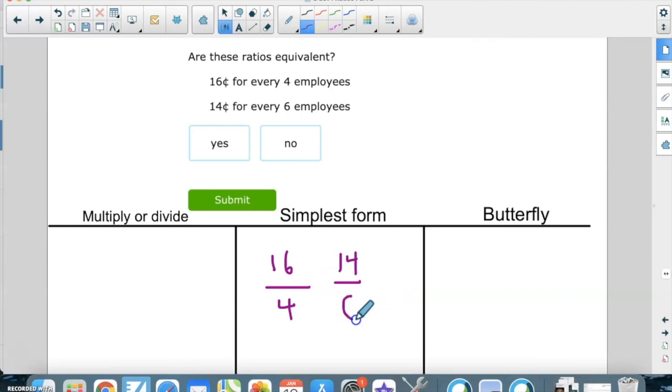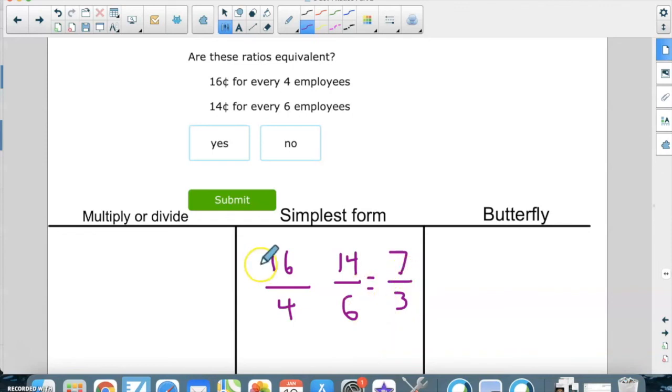And we're going to see if these are equal. I'm going to put it in simplest form. Divide the top and bottom by 2, it looks like. Right? And so that would be 7. 6 divided by 2 is 3, 7/3. So 7 cents for 3 employees.